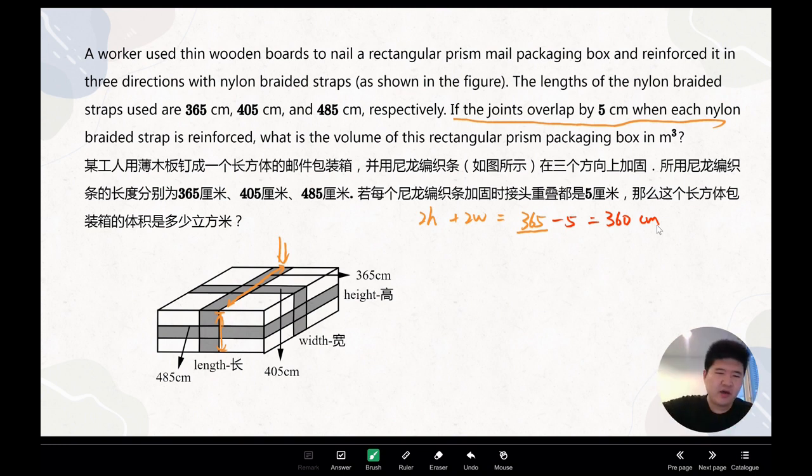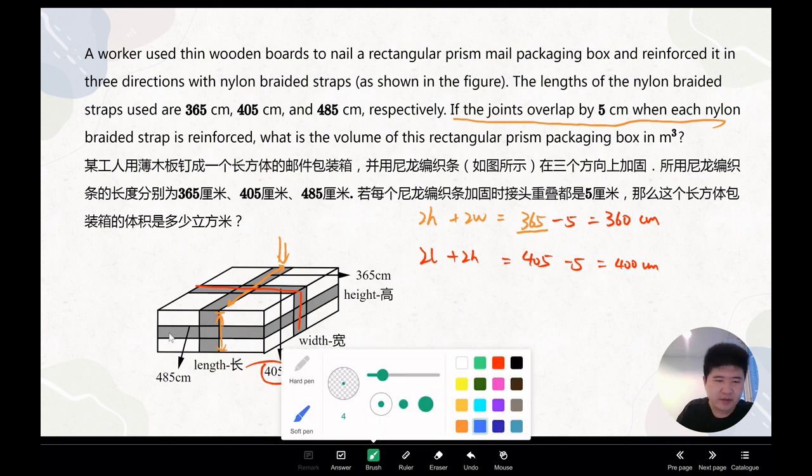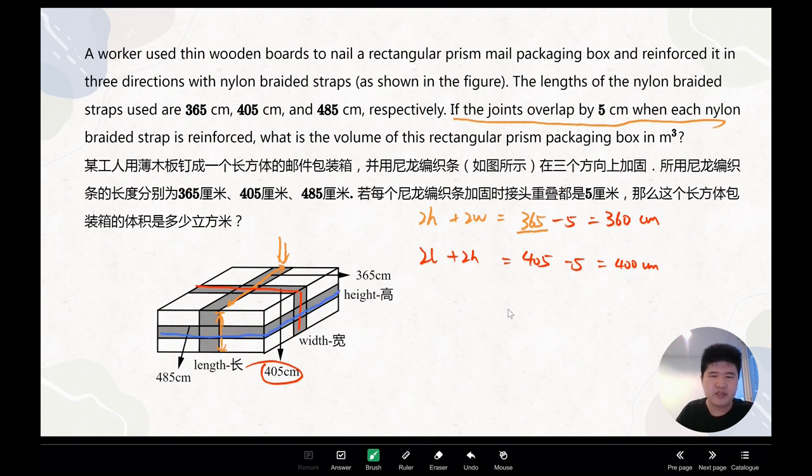And for the other two, they're the same. For example, the 405, what is it made of? It is made of the length and height. 2 lengths plus 2 heights is 405 minus 5 equals 400 centimeters. And then we have the horizontal one, 横向的这再来一条。This is 485 and it's made of 2 lengths and 2 widths. It equals 485 minus 5 equals 480 centimeters.